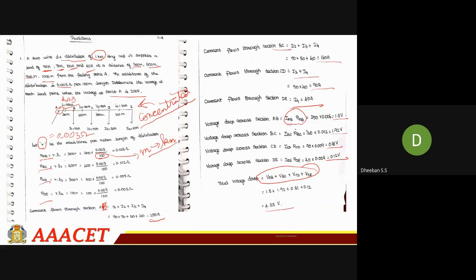For the voltage at point B, you have to subtract from A the voltage VAB. That is, from the feeding point, you have to subtract the voltage across AB, that is VAB. So you'll be getting around 218.5. Next, for VAC, you have to subtract VAB and VBC. Similarly it goes on: VAB plus VBC plus VCD.